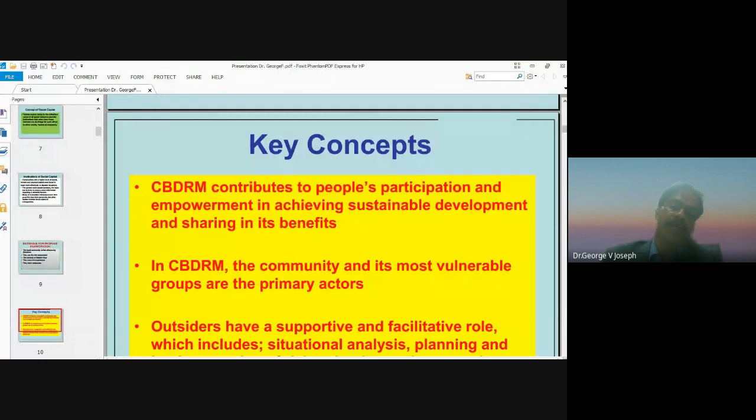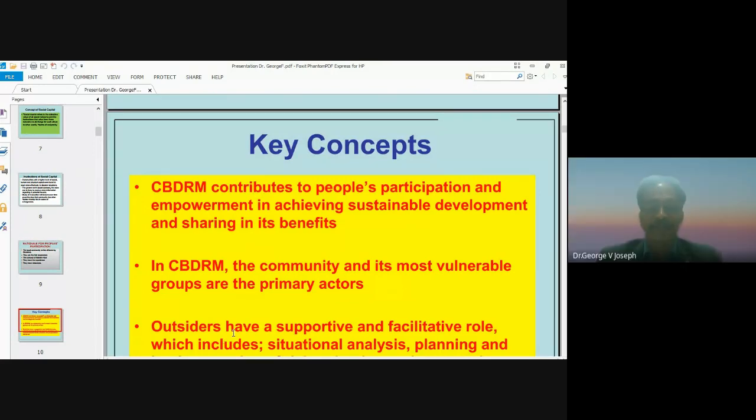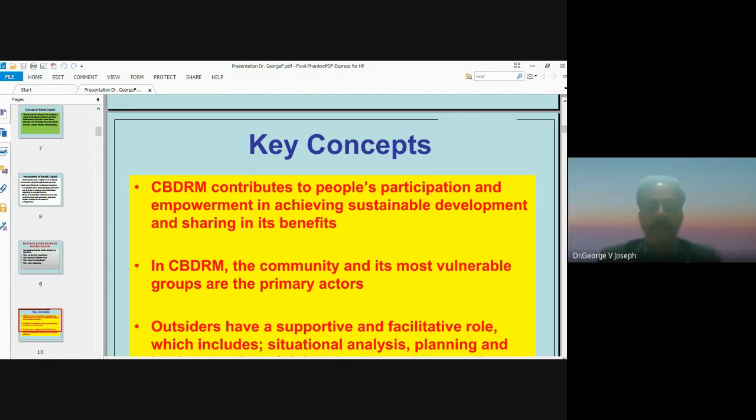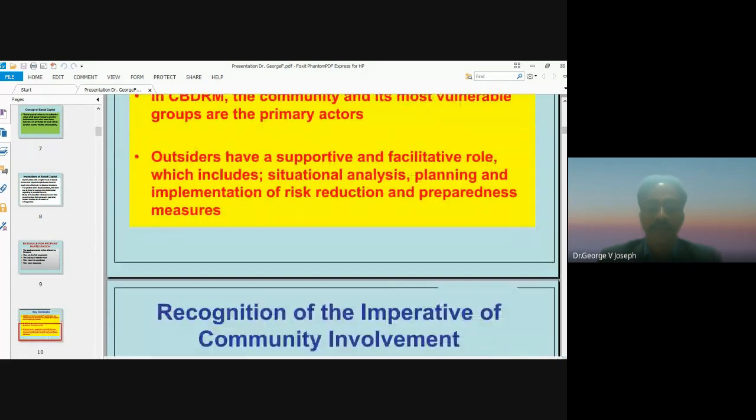What is community-based disaster risk management, CBDRM, doctor? It is community-based disaster risk management, wherein the community is involved and they understand who the vulnerable people are, and which areas are most vulnerable to various types of hazardous events. In this process, the outside agencies normally act as facilitators, and mostly the work needs to be done by the community itself.